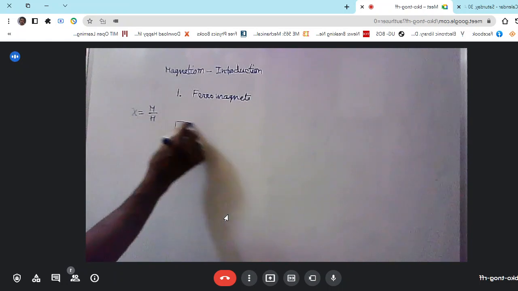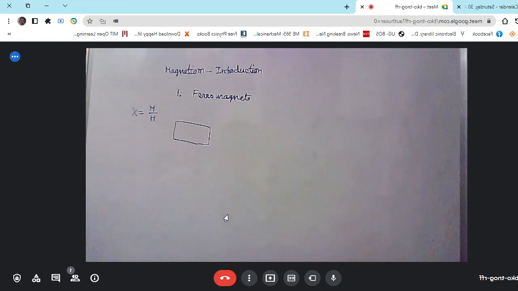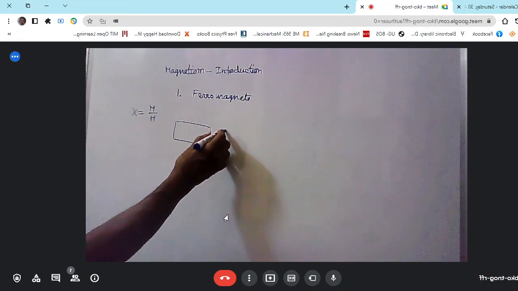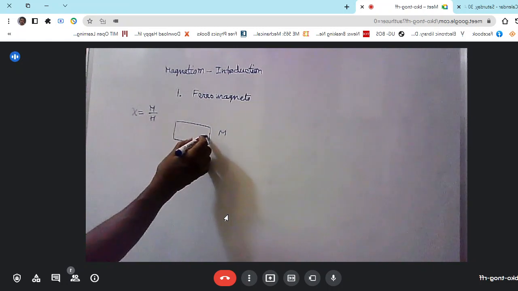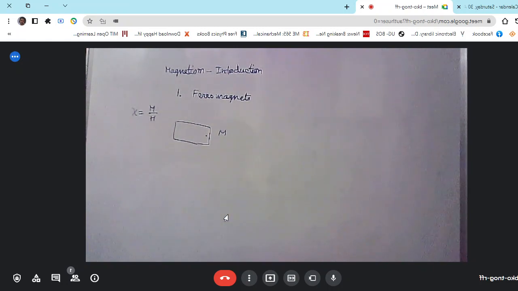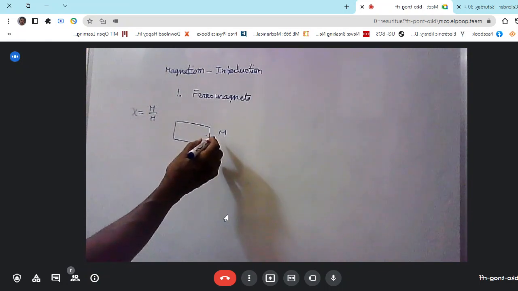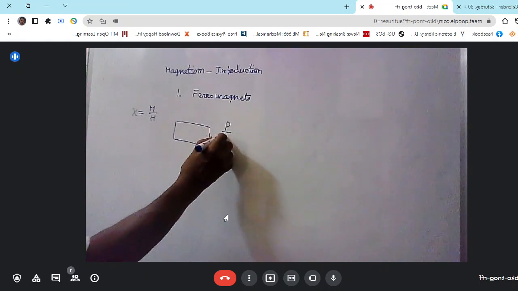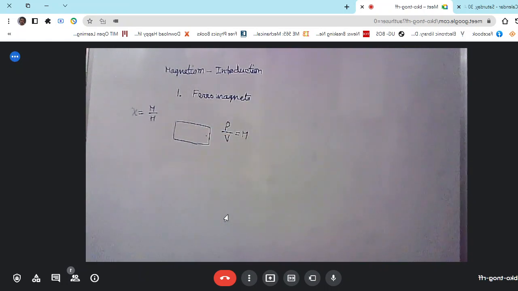We have a body and its dipole moment. Dipole moment means the pole strength into the distance. This is the dipole moment. Let us denote the dipole moment by P. P by V is N, the dipole moment per unit volume. V is the volume of the sample and P is its dipole moment. So P by V is the magnetization, and H is the magnetizing field.